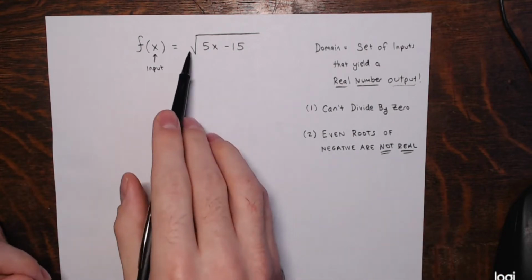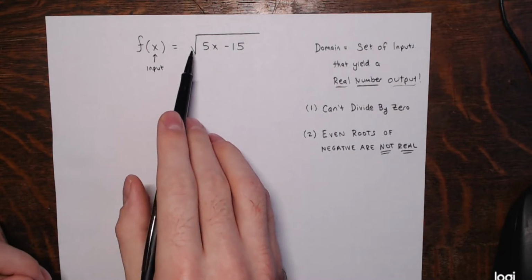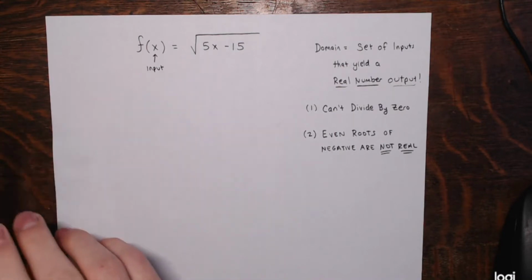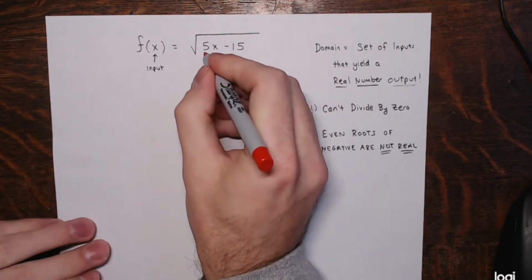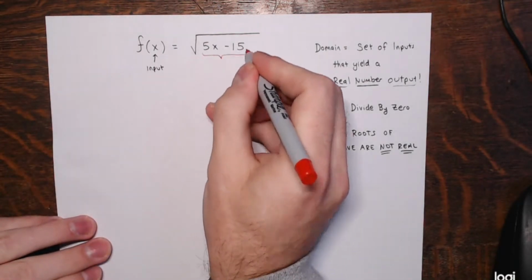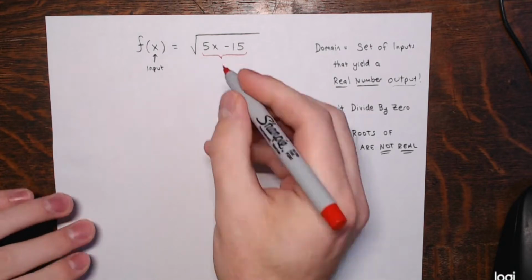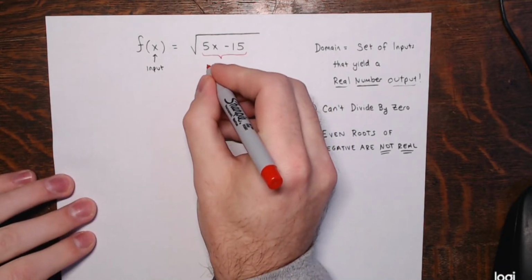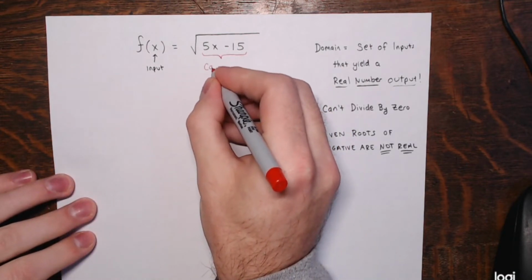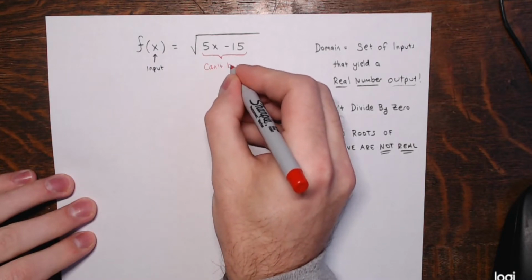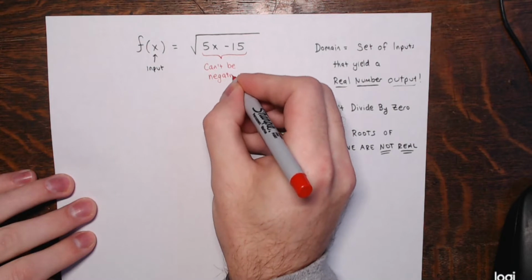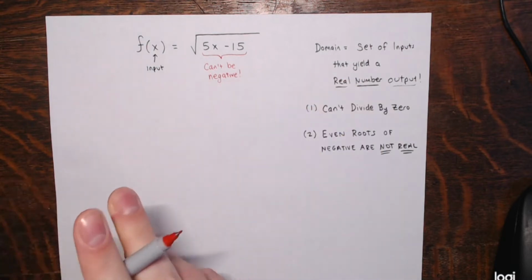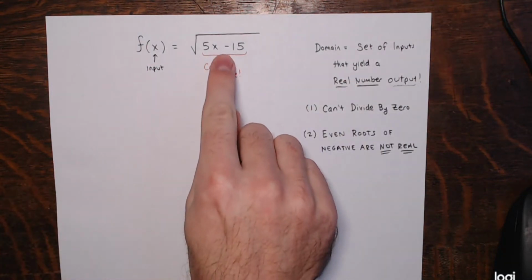So here I see an even root, right? A square root. So I would like the expression inside, this thing called the radicand, this 5x minus 15, I don't want this to be negative. I'm going to say this can't be negative. So I need to find values of x that ensure this is not negative.